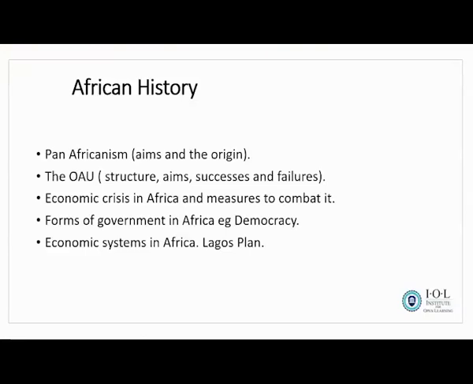And the last point that you have to know is economic systems in Africa. The economic systems we have are capitalist, socialist, and when you combine the two, it gives you a mixed economic system. By looking at those economic systems, you must be able to know what happened. You should be able to give examples of countries in Africa that have practiced them.